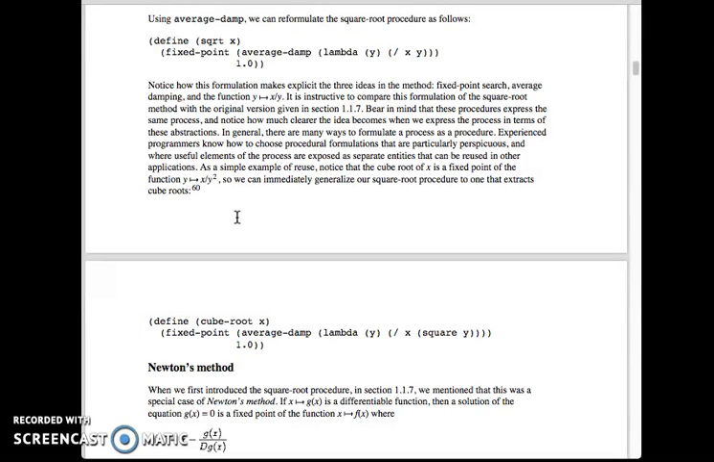It is instructive to compare this formulation of the square root method with the original version given in section 1.1.7. Bear in mind that these procedures express the same process, and notice how much clearer the idea becomes when we express the process in terms of these abstractions. In general, there are many ways to formulate a process as a procedure. Experienced programmers know how to choose procedural formulations that are particularly perspicuous and where useful elements of the process are exposed as separate entities that can be reused in other applications.